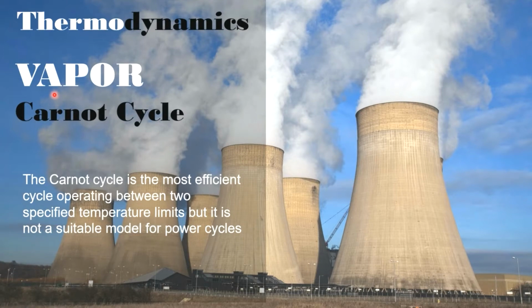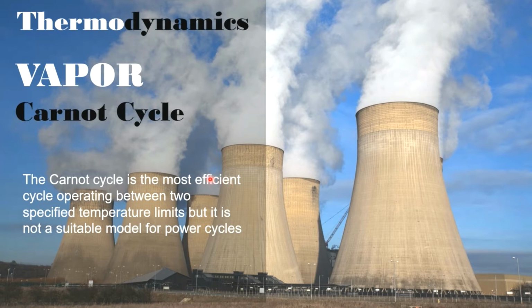Now we'll be looking into vapor power cycles. The first is what we call a Carnot cycle, the vapor Carnot cycle. The Carnot cycle is the most efficient cycle operating between two specified temperature limits, but it is not a suitable model for power cycles. Not suitable, even though it is the most efficient.